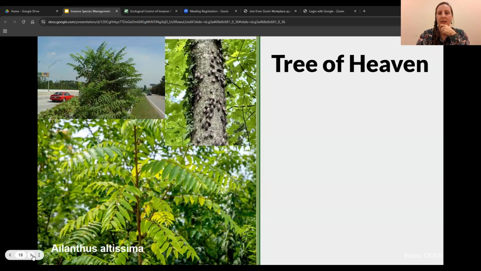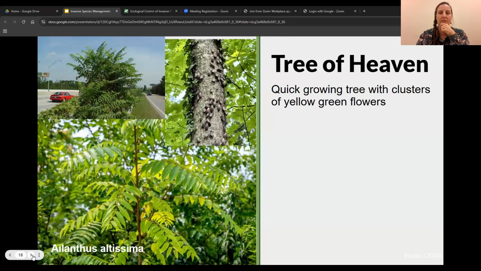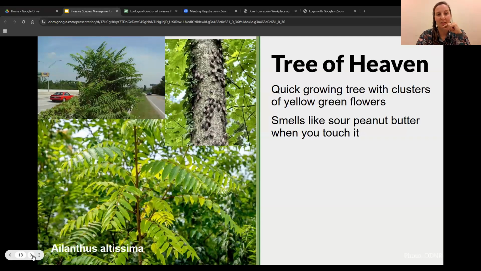So let's take a look. It's a quick growing tree with clusters of yellow and green flowers. I don't actually usually see those flowers too much. It stinks. If you're trying to identify this one, you're going to crush up a leaf and smell it. I say it smells like sour peanut butter. There's like a citrusy yuck smell to it. Once you smell it once, you'll be like, that's exactly what this is.